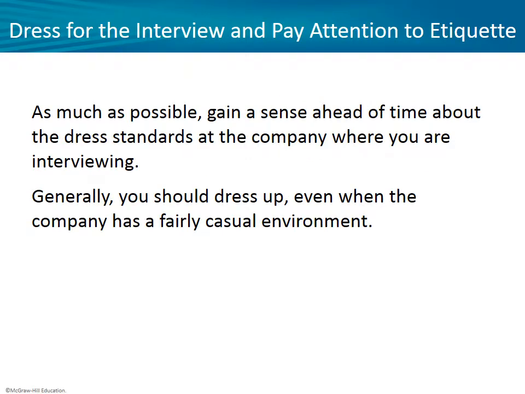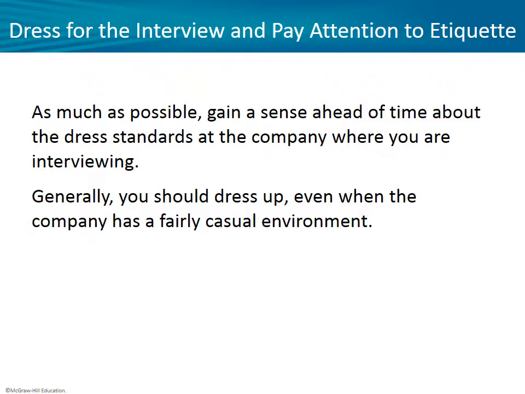As much as possible, gain a sense ahead of time about the dress standards at the company where you are interviewing. Generally, you should dress up, even when the company has a fairly casual environment. Typically, err on the side of conservative dress. That is, wear well-pressed, clean, and nicely fitted clothes.